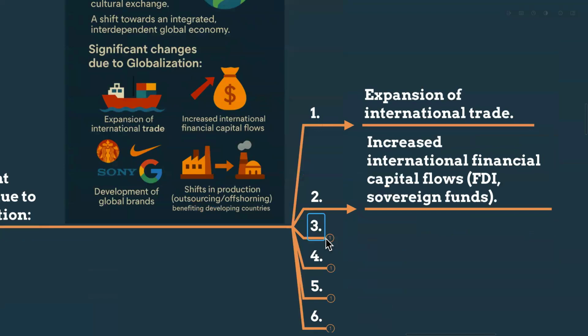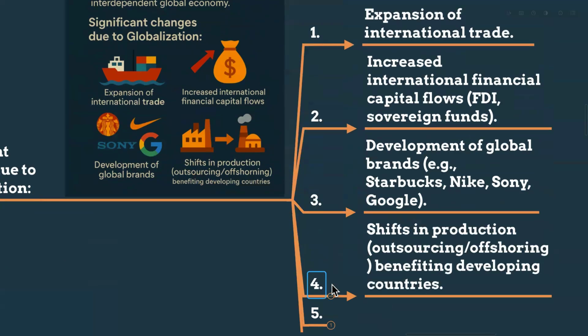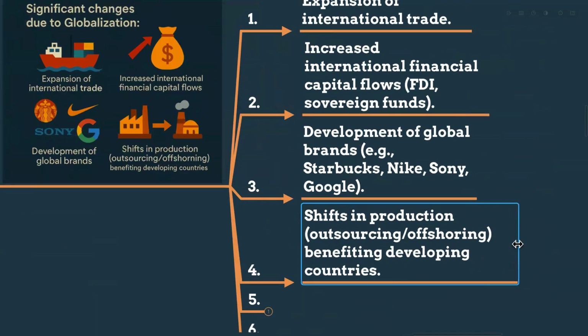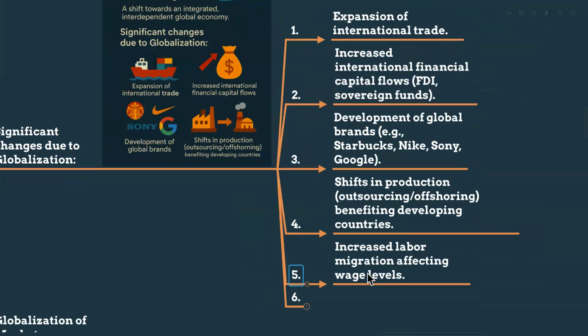At the same time, the third one, the development of global brands like Sony, Google, Nike. We are working with and using global brands right now. That is because of globalization. And shifts in production like outsourcing and offshoring, benefiting the developing countries. It means, my dears, even though we don't have the resources, we can outsource our business processes to expert companies. That's what outsourcing means, right? These are very good benefits for developing countries like Sri Lanka, right?